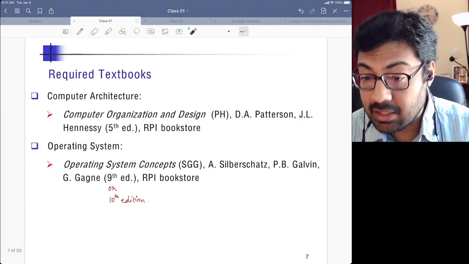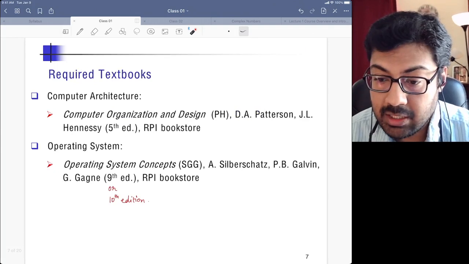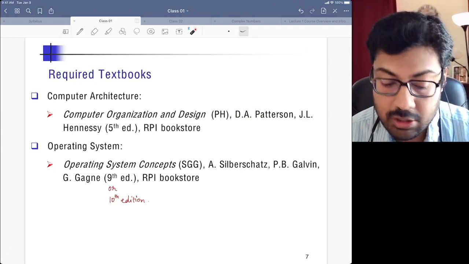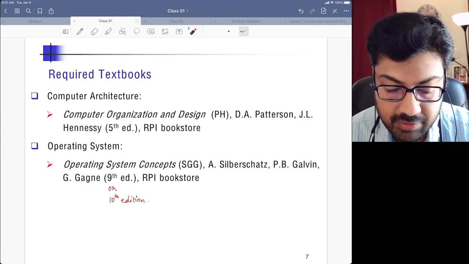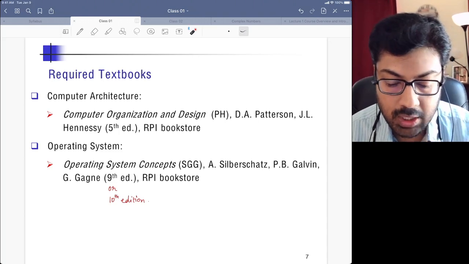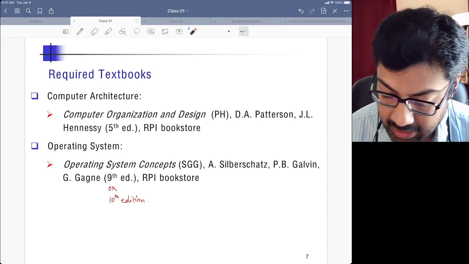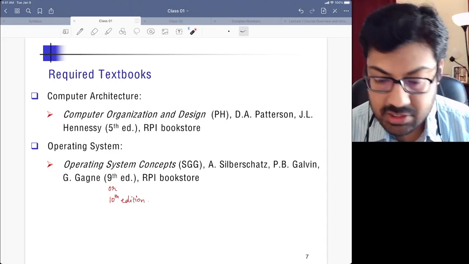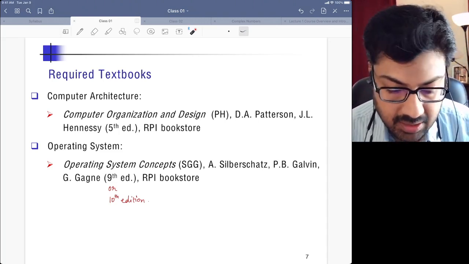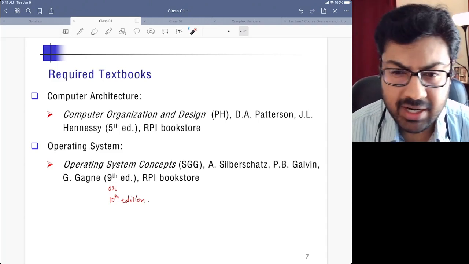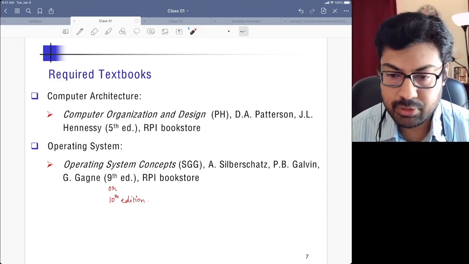Right, and sure, there are going to be electronic copies, digital copies of the textbooks. You are free to purchase either the hard copy or the soft copy, whatever your preference is. I personally have digital copies of the book on my iPad, and I can quickly find things and read through them pretty fast.